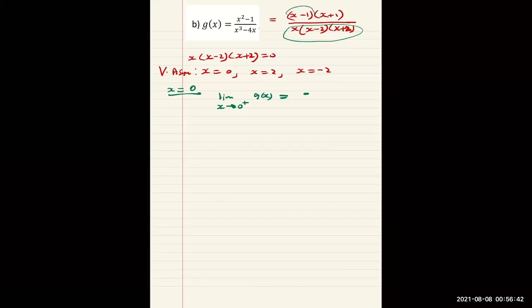This is approaching a negative number, -1, so I put a negative sign. And then if you look at the second factor, as x approaches 0 from the positive side, this is approaching a positive number, which is 1. So I put a positive sign here, divided by, as x approaches 0 from the positive side, this takes the form 0 plus. So I put 0 plus here.